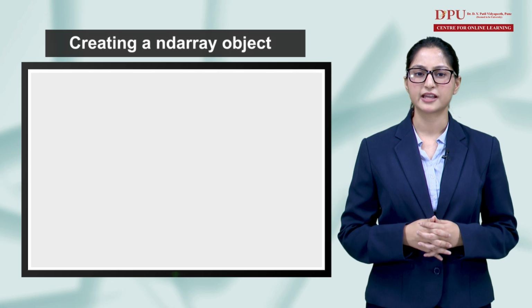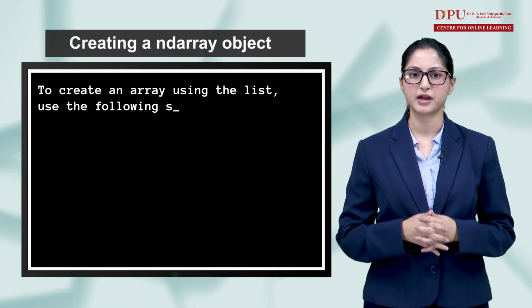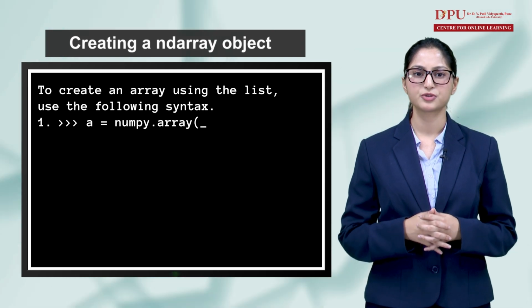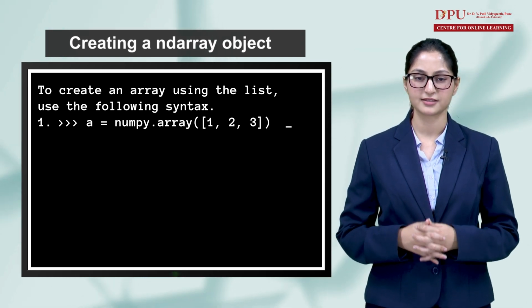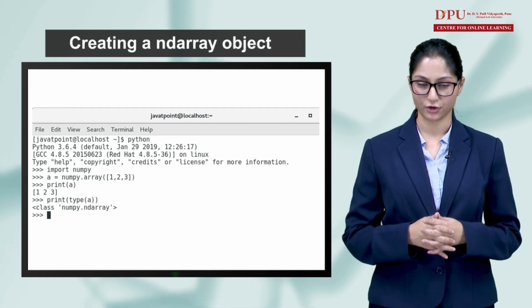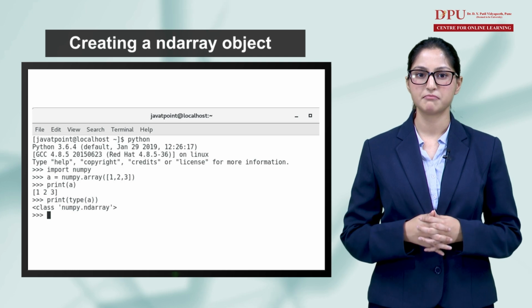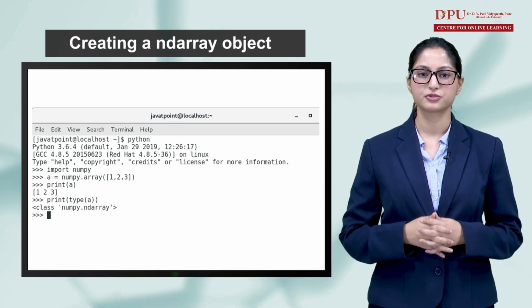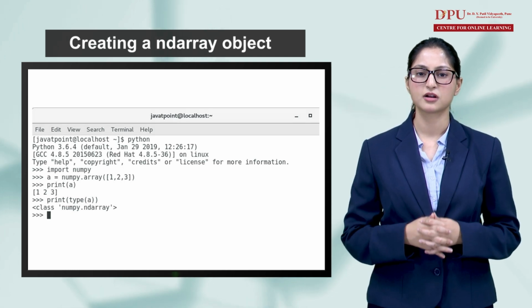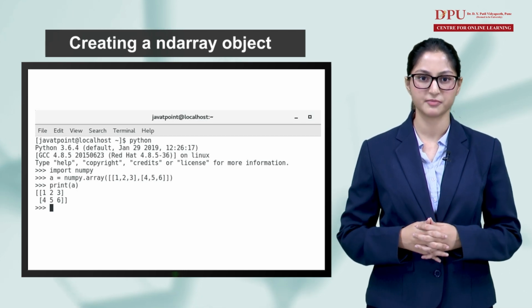To create an array using a list, use the following syntax. a = numpy.array([1, 2, 3]), with the list passed to the function. To create a multi-dimensional array object, use the following syntax. a = numpy.array([[1, 2, 3], [4, 5, 6]]) passed as parameters to the method.